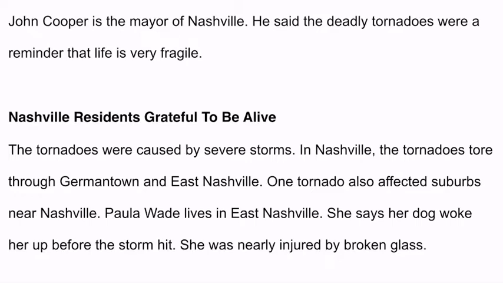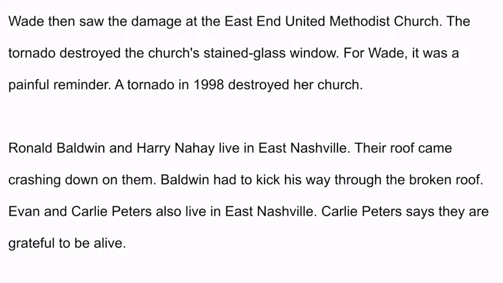Paula Wade lives in East Nashville. She says her dog woke up before the storm hit. She was nearly injured by broken glass. Wade then saw the damage at the East End United Methodist Church. The tornado destroyed the church's stained glass window. For Wade, it was a painful reminder. A tornado in 1998 destroyed her church.